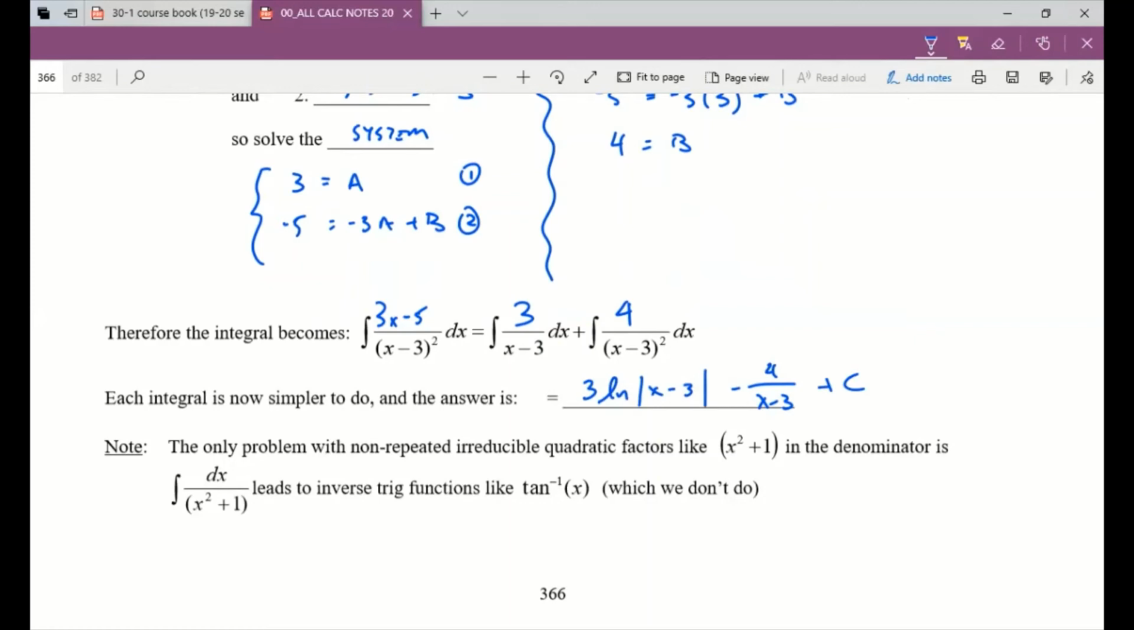And let's see. But the only problem with non-repeated irreducible quadratic factors, like this x squared plus 1, if we have something like this, this ends up being a little bit more complex than we are going to deal with in this course. That leads to inverse trig functions like tan inverse, and we're not going to deal with that right now.